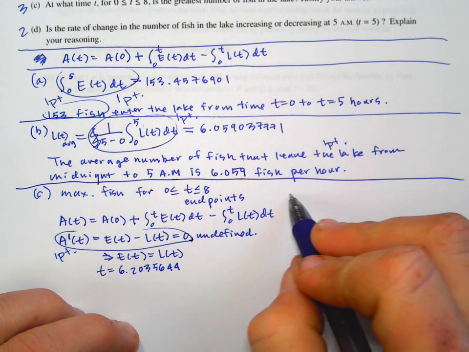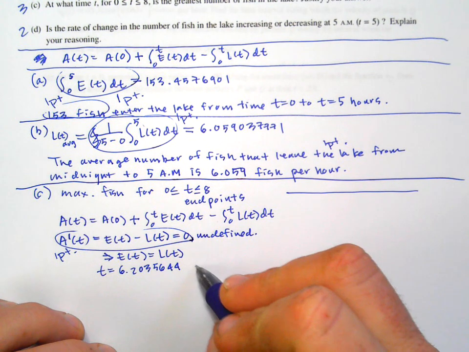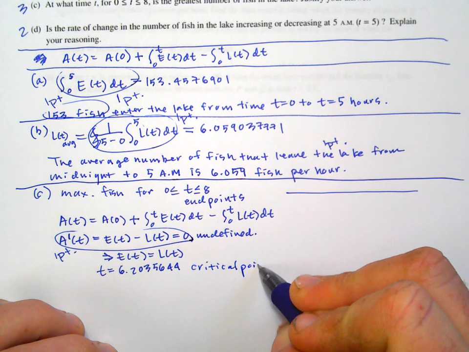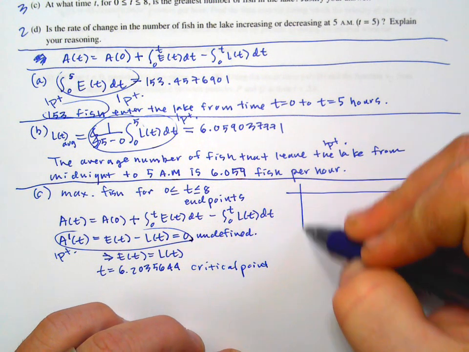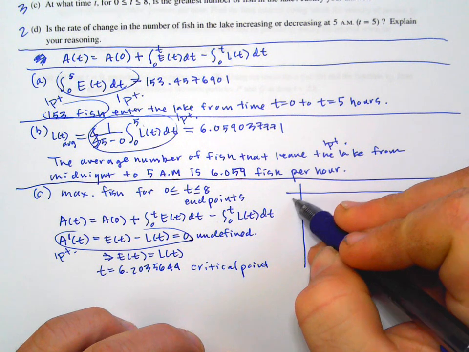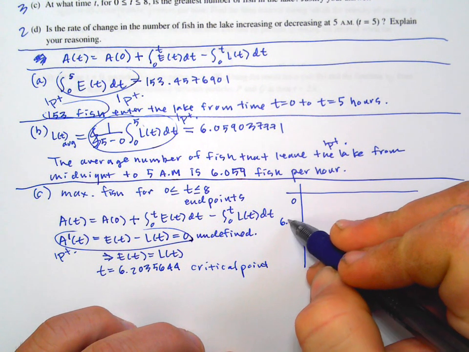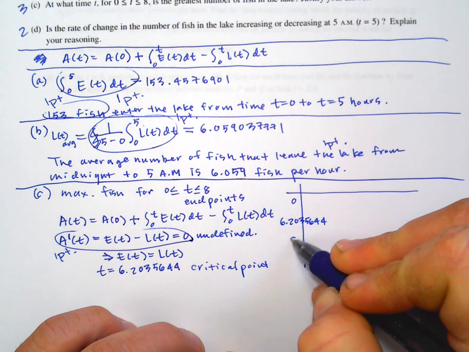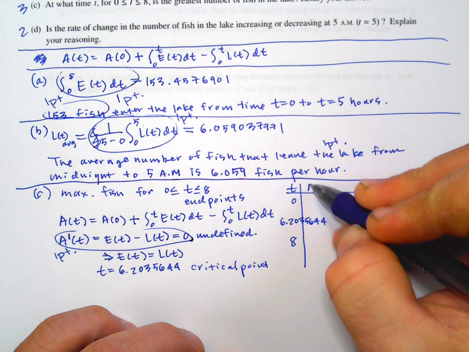So now we're going to make a table. So this is our critical point, by the way. Critical point. So we're going to put our endpoints and our critical point, 6.203564 and 8. And we're going to plug them into our rate model.